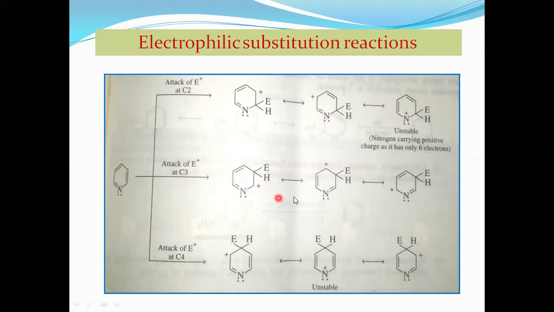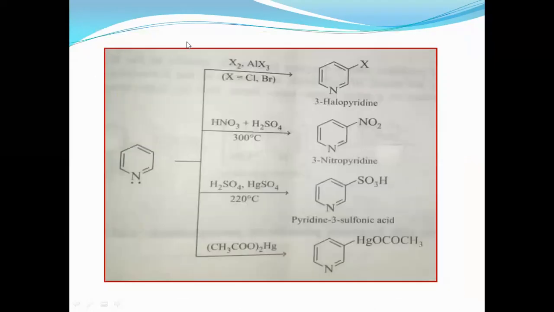So these are the three contributing structures, and none of them has a positive charge at the electronegative nitrogen atom. So these contributing structures are more stable than those two contributing structures. So during the electrophilic substitution reaction, the incoming electrophile is bonded to the C3 of the pyridine. So these are the electrophilic substitution reactions of pyridine.